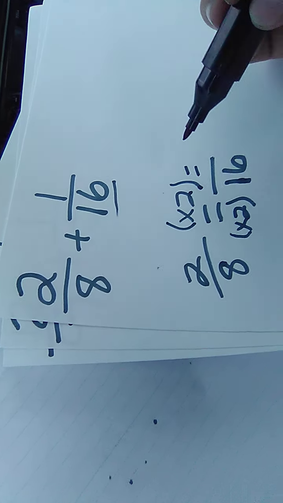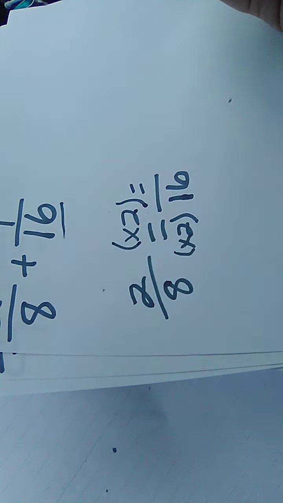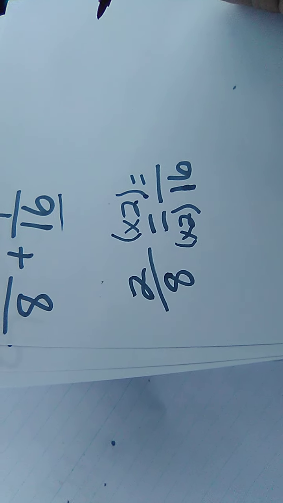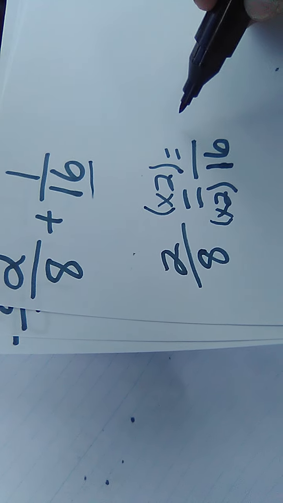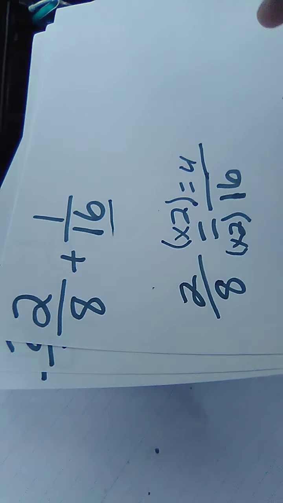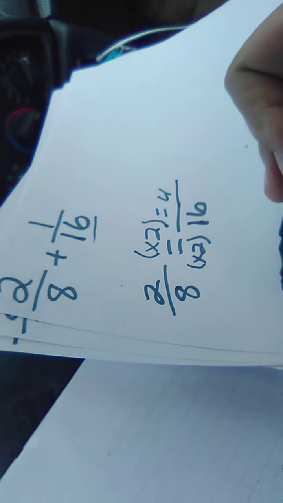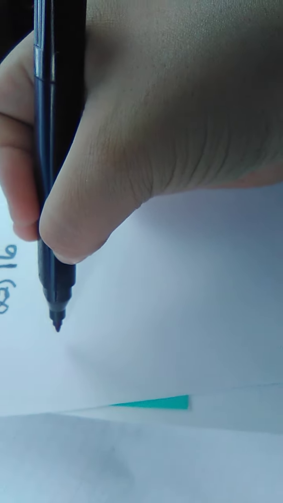Okay, so what do we get for that? So an 8 times 2 we know is a 16. But class, what is a 2 times 2? 4, right? So we got a 4 over 16th. So now that we got the same denominator, let's go ahead and bring our problem down here. So now it is going to be a 4 over 16th plus the 1 over 16th.